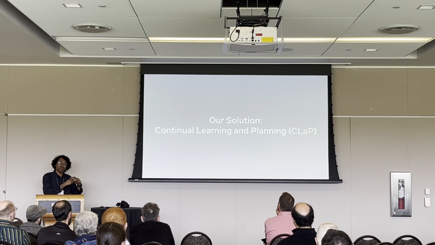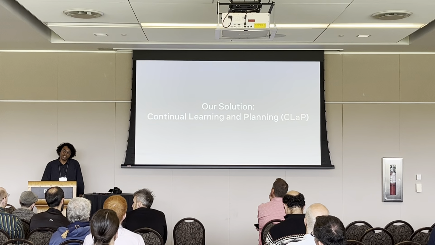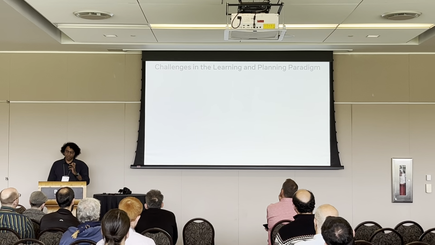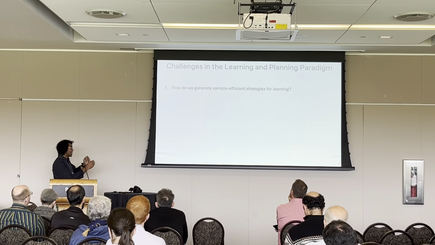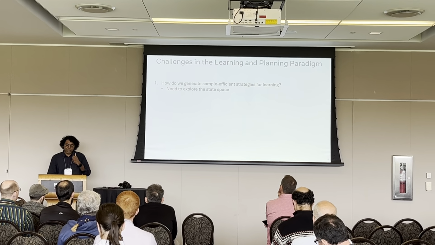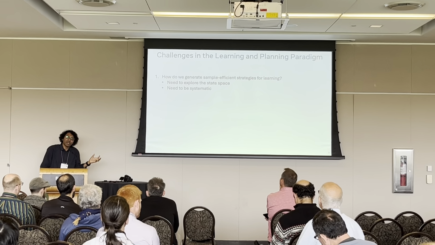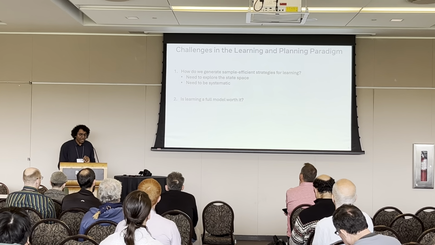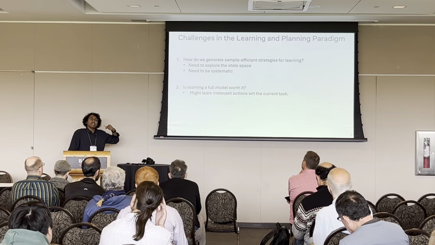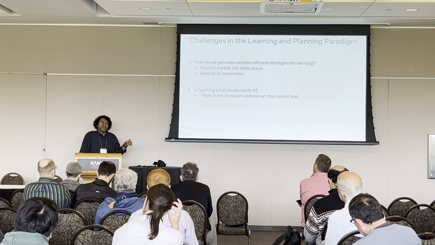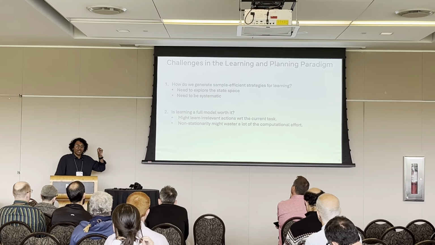So a solution was to have this loop of learning a partial model of the environment and doing planning using that. The challenges in this kind of learning and planning paradigm are, first, how do we generate simple, efficient strategies for learning the model of the environment? Remember that to learn that model we have to explore the state space, and this method has to be systematic, otherwise it will not be sample efficient. And second, is it even worth learning a full model if we can solve the task with only a part of the actions? Because if we learn a complete model, we might learn descriptions of actions that might change because the environment is non-stationary. So how do we maintain that balance?